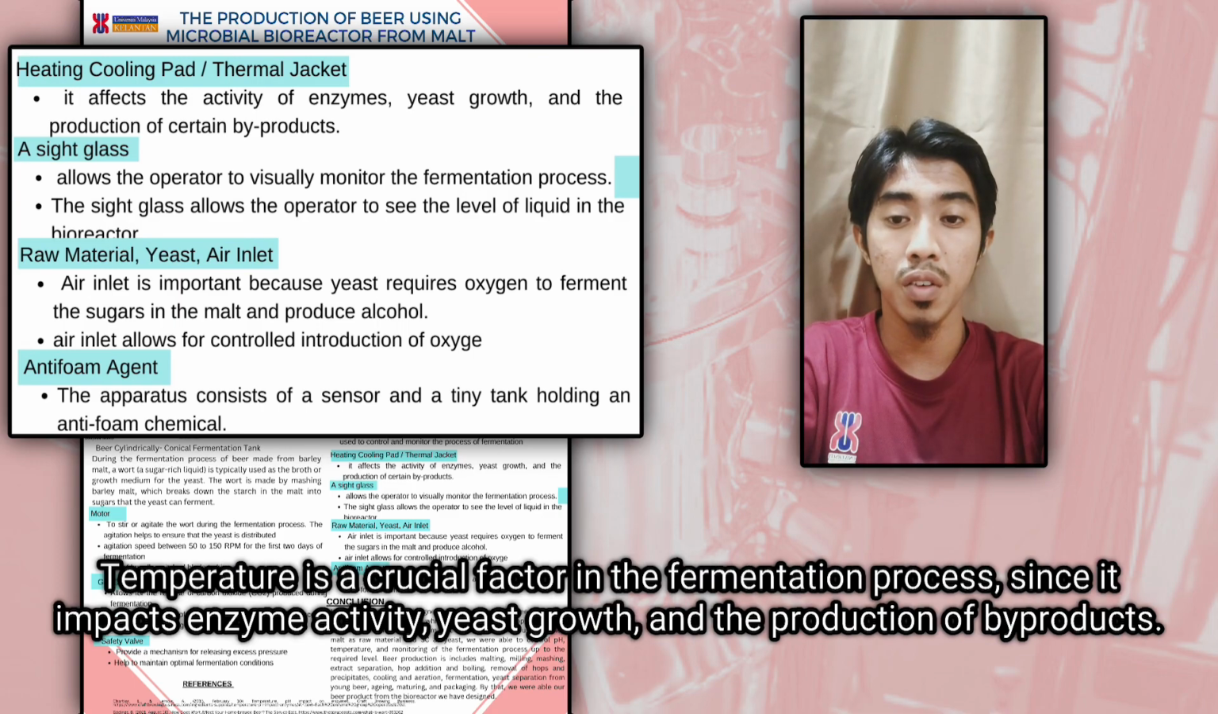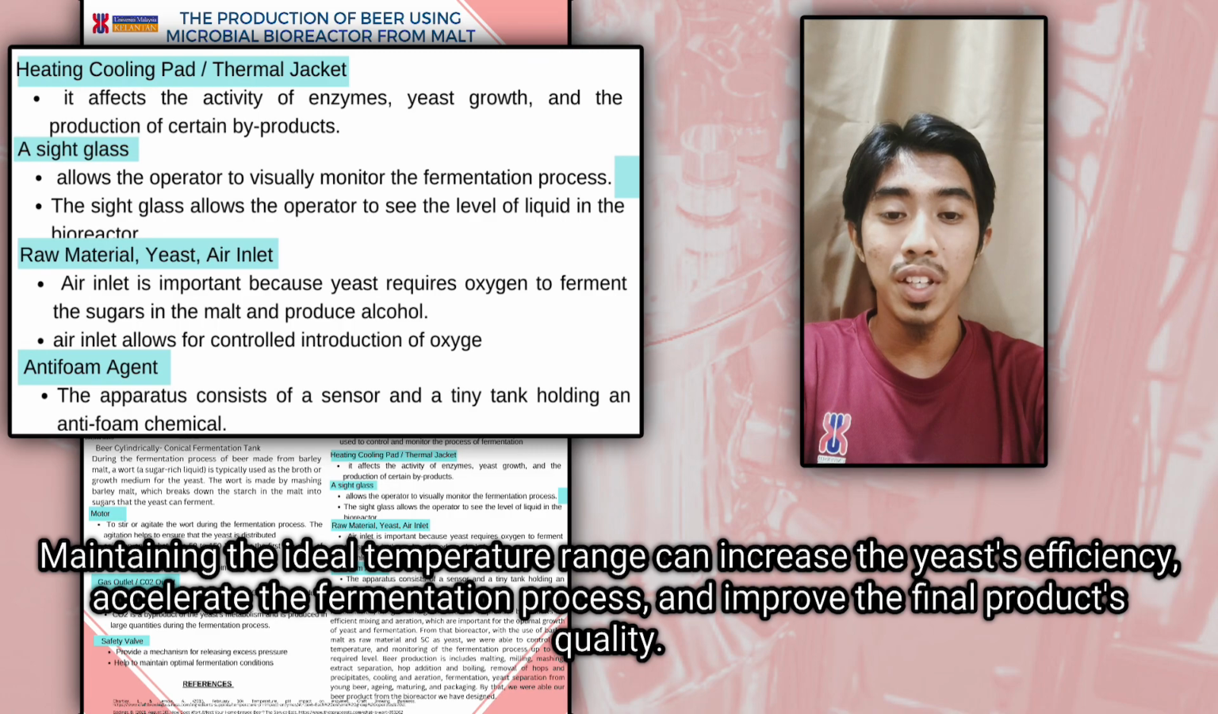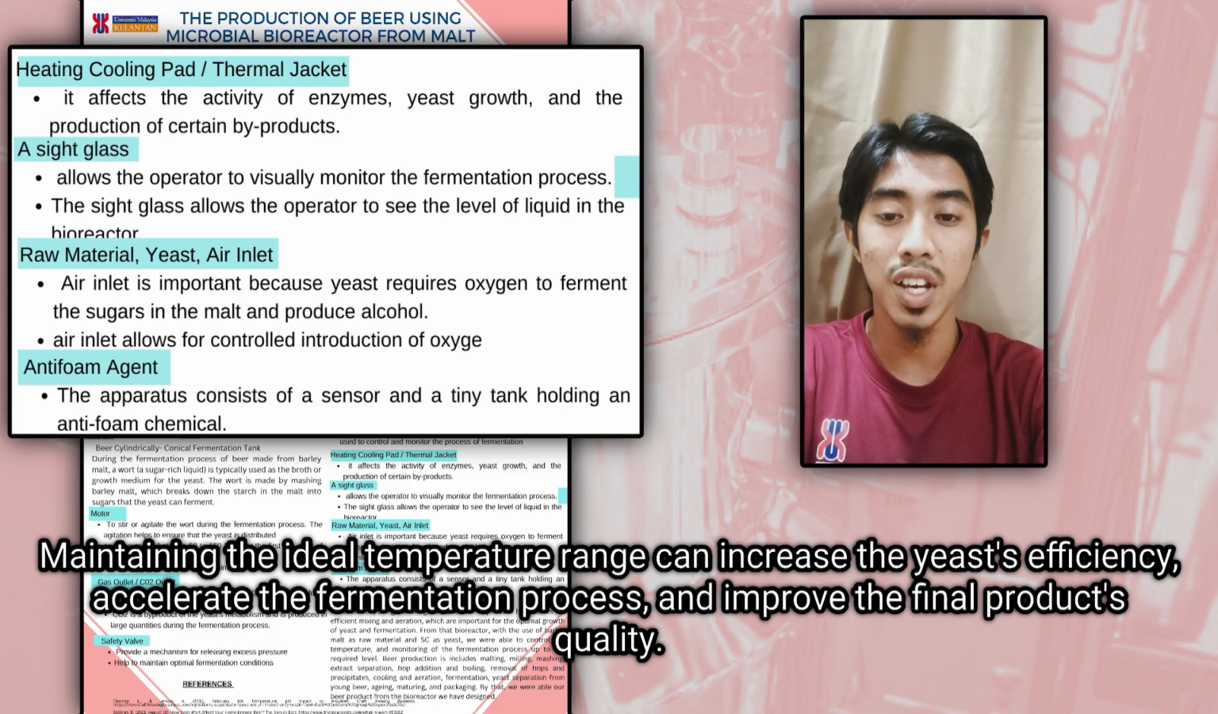Temperature is a crucial factor in the fermentation process since it impacts enzyme activity, yeast growth, and the production of byproducts. The goal is to keep the fermentation medium temperature within the optimal range for yeast growth and activity, which is typically between 15 and 20 degrees Celsius. Maintaining the ideal temperature range can increase the yeast efficiency, accelerate the fermentation process, and improve the final product's quality.